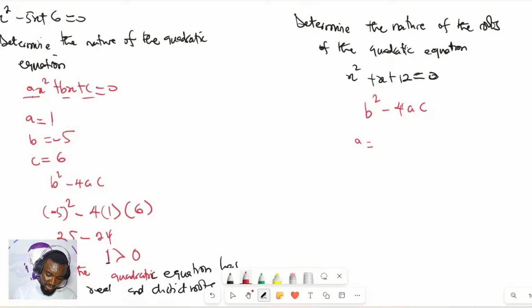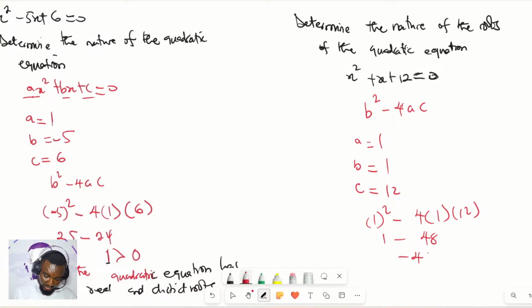So it means that b squared minus 4ac, we know that our a is the coefficient of x squared, which is 1. Our b, the coefficient of x, is also 1. And then our c is 12. Substituting it in here, we get 1 all squared minus 4 multiplying 1 multiplying 12. That gives us 1 minus 48, which is negative 47. Negative 47 is less than 0, so we know that the nature of the root is a complex root.